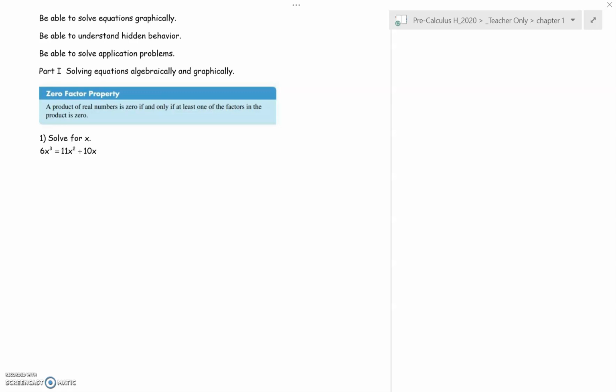So if I ask you to solve this, notice that we have a cubic, right? I think we've done these in the past where you go ahead and subtract the 11x squared and the 10x, and then you end up with 0 on one side of the equation. And we're going to talk about the zero factor property, where a product of real numbers is 0 if and only if at least one of the factors in the product is 0. So now our job is going to be to factor. Okay, so we have 0 on one side of the equation.